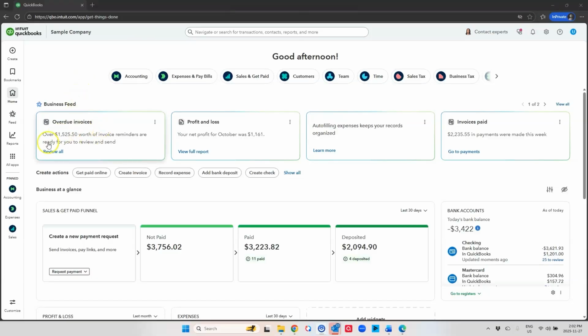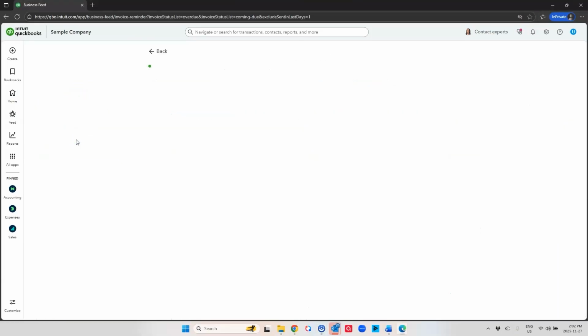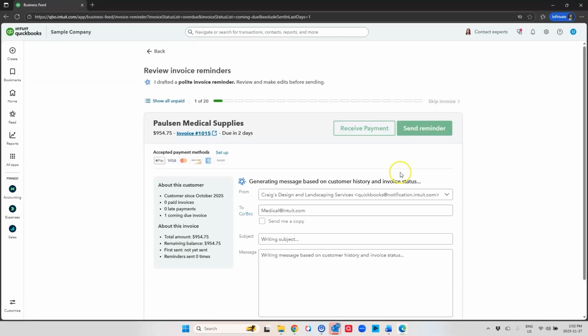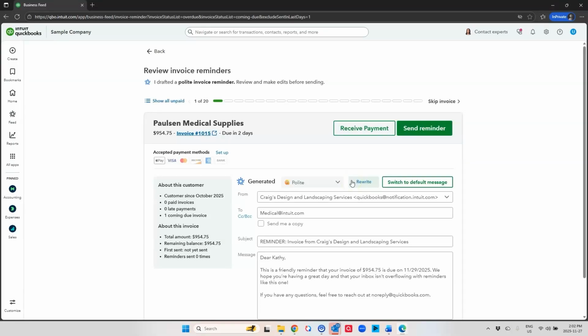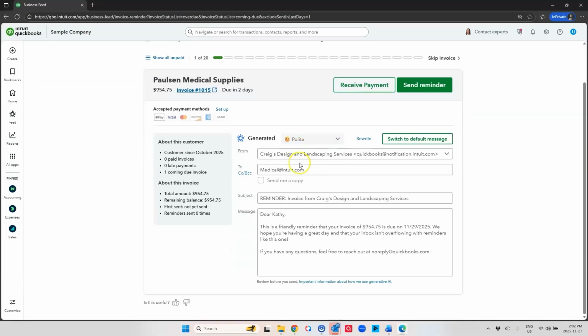So here we have overdue invoices. I'm just going to click through here and it'll give us the opportunity to review them. Here we have the first one, Paulson Medical Supplies. It's giving us a list. It's showing us how we can send a reminder, which is kind of cool, but I wanted to look at a list first.